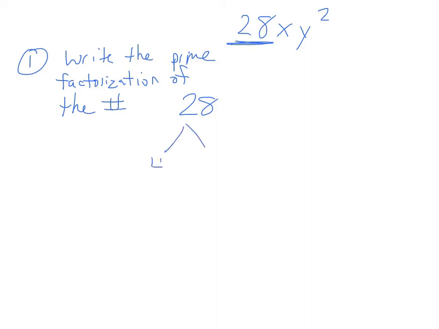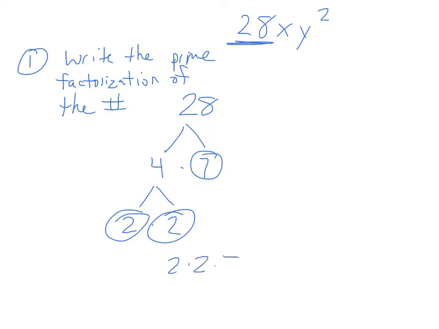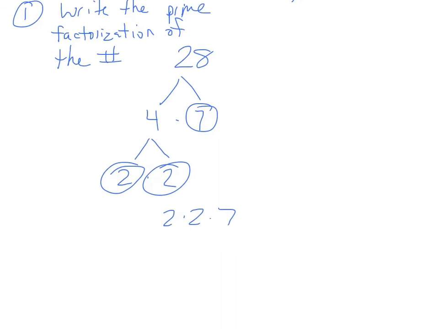Let's see, 4 times 7 is 28. Now, I know 7 is prime, so I can circle him, I'm done, but 4 is not. I can break him up into 2 times 2. Now I have all prime numbers that are circled. And so the prime factorization is 2 times 2 times 7. And really, I should write that as 2 squared times 7. Okay, so I'm partway done. But what comes next?